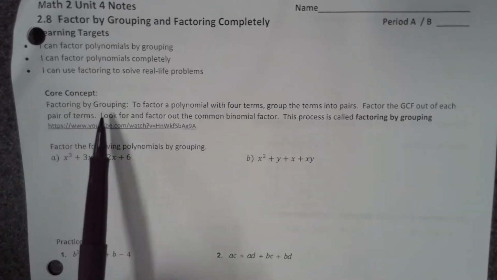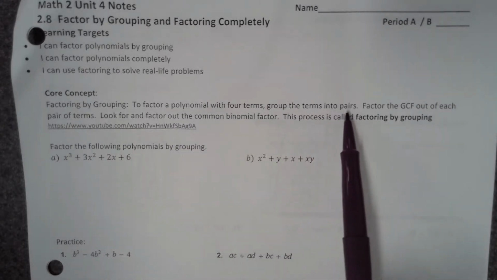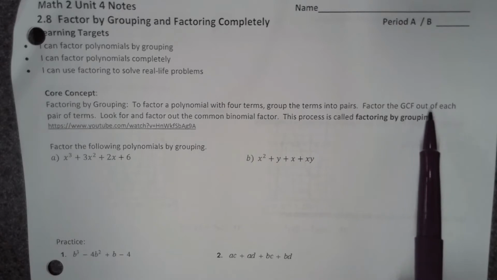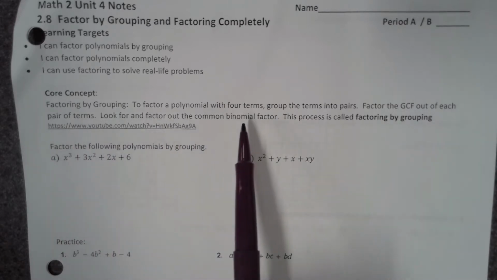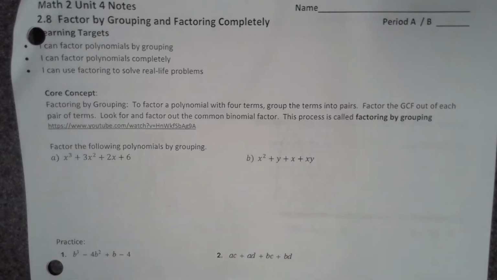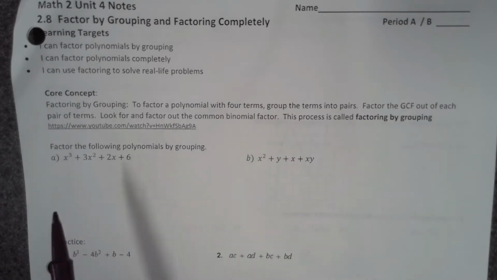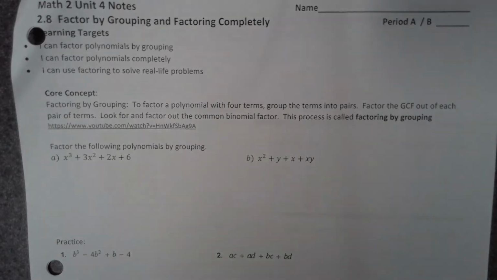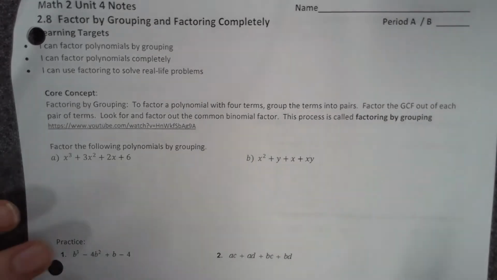So, factoring by grouping. To factor a polynomial with 4 terms, group the terms into pairs, factor the greatest common factor out of each pair of terms, look for and factor out the common binomial factor. This process is called factoring by grouping. And we have actually done factoring by grouping within our 2.6 notes, where we were doing our AC method or our box method. So we've already done this, but it's just looking at it differently.